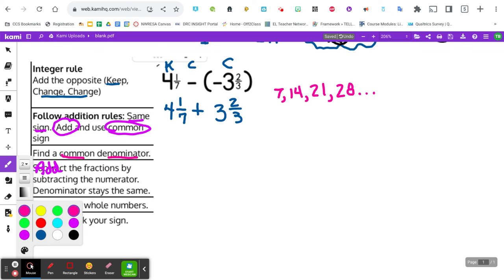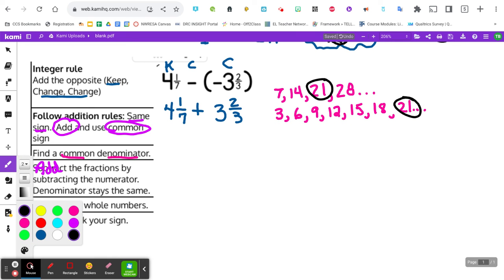Listing the multiples of 3. 3 times 1 is 3, 3 times 2 is 6, 3 times 3 is 9, 3 times 4 is 12, 3 times 5 is 15, 3 times 6 is 18, 3 times 7 is 21. Yay, we found it, guys. So our common denominator, of course, is going to be 21.